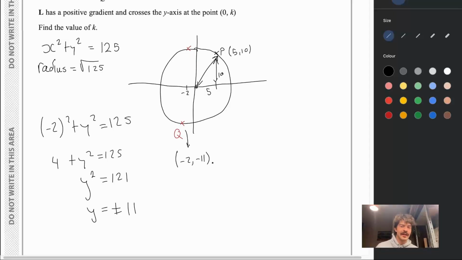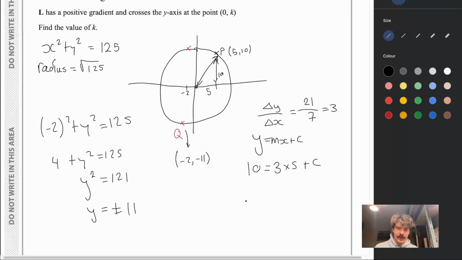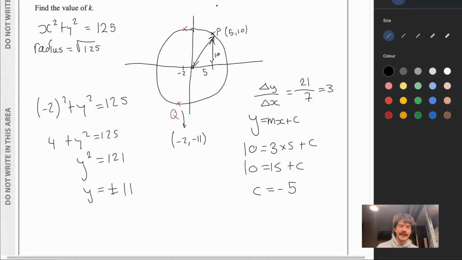Now, using the two points, we can figure out the equation of our line. I think the fastest way to do this would be to find our change in y over our change in x. So our change in y, well, we move 21, and this one moves 7, therefore the gradient is 3. And now we can say y equals mx plus c. We now want to figure out what c is. Let's just pick our coordinates up here. 10 is equal to 3 times 5 plus c. And that means that 10 equals 15 plus c. Therefore, c is equal to -5. And that, coincidentally, happens to be our value of k. Our line L intersects the y-axis at 0, k. There it is.